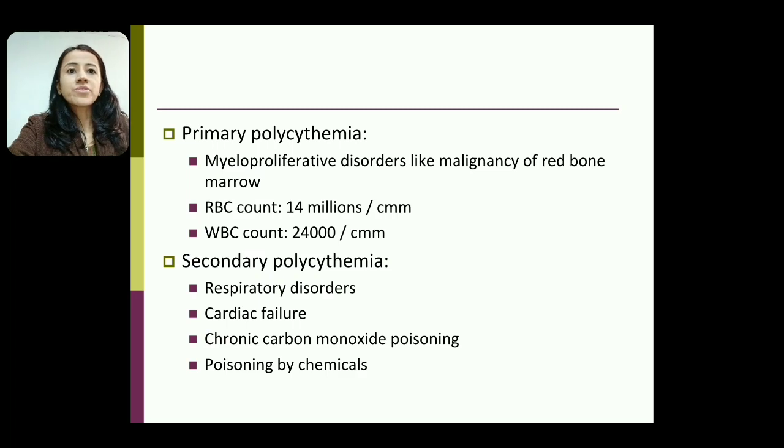For example, because of respiratory disorder like asthma, there is decreased oxygen supply to the tissue, and tissue hypoxia in turn stimulates erythropoiesis. Same way, cardiac failure decreases oxygen supply to the tissue, and as the oxygen supply is reduced, tissue hypoxia stimulates erythropoiesis. Carbon monoxide poisoning: carbon monoxide binds with the hemoglobin and results in tissue hypoxia, and that increases RBC production. Poisoning by certain chemicals also results in secondary polycythemia.